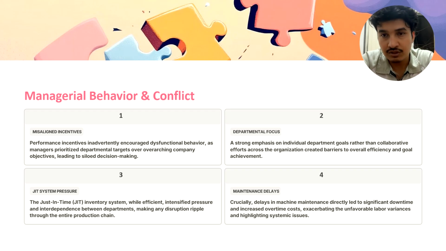Preventive maintenance was postponed to maximize short-term output, which led to machine breakdowns, overtime, unsafe conditions, and idle labor cost. Overall, the focus on short-term targets and individual performance measures encouraged dysfunctional behavior, reduced cooperation, and increased internal conflict.